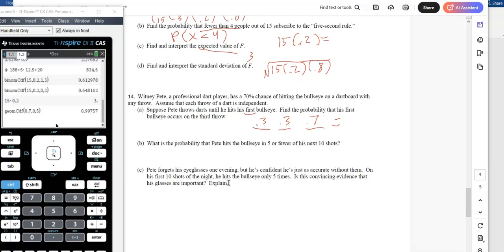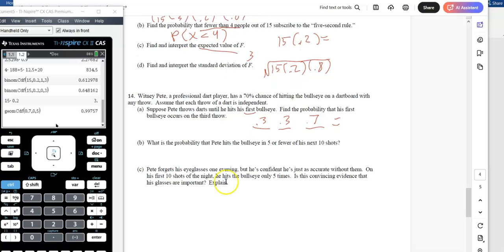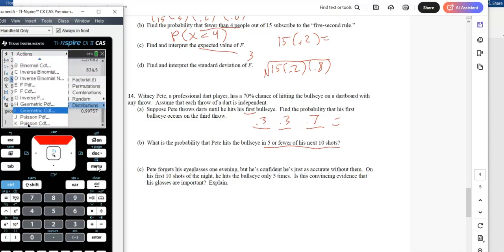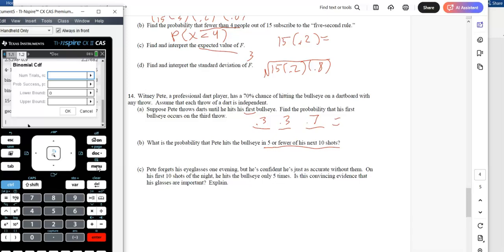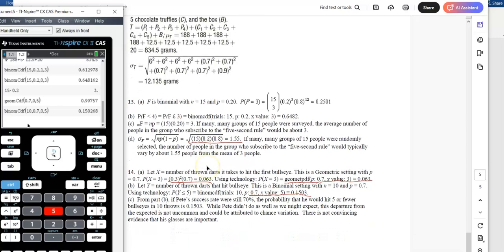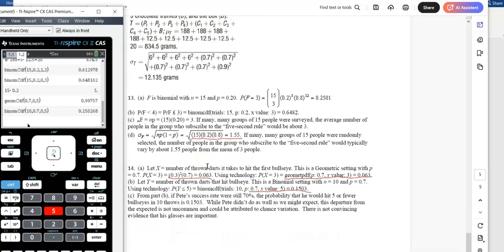Oh, this is not geometric, is it? 5 or fewer of his next 10 shots. This is now binomial. We have a set number of trials. Got to think about it. Okay, so 5, binomial CDF. The number of trials is 10. Now we have a set number of trials. Probability of success is 0.7. Lower bound is 0. 5 or fewer, so upper bound is 5. So 0.1503. Yeah, we got it.